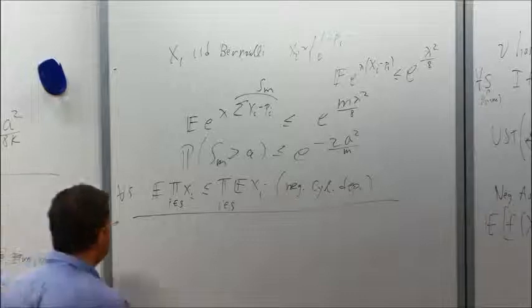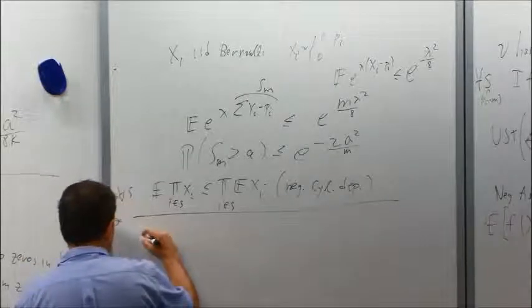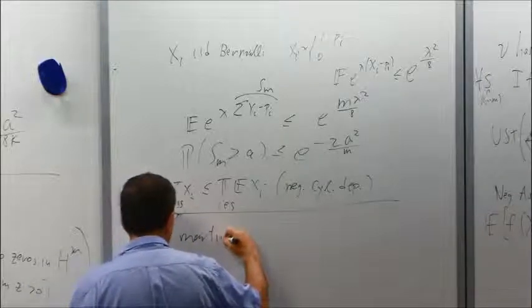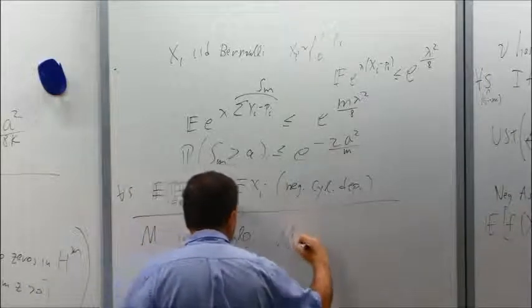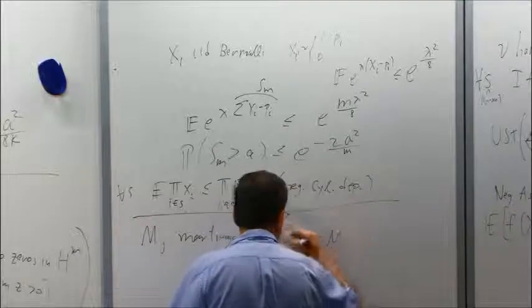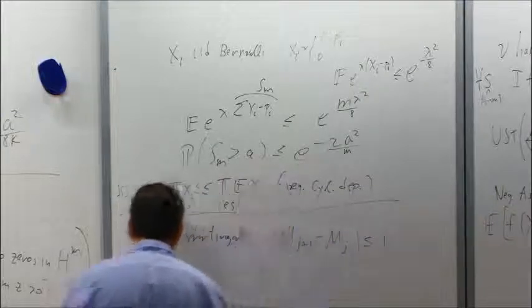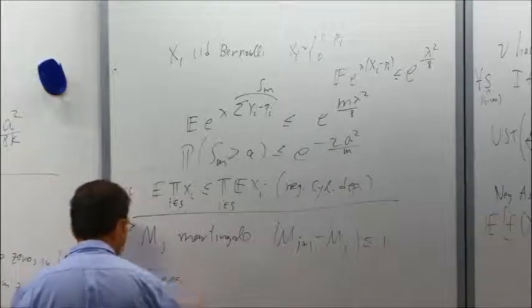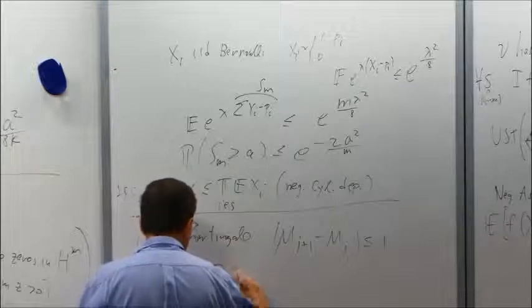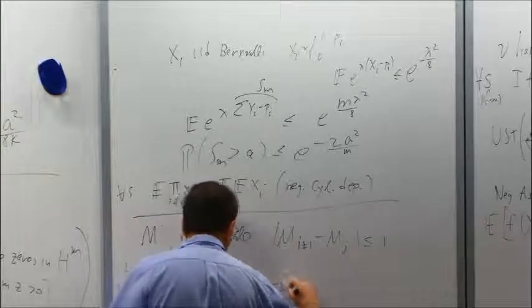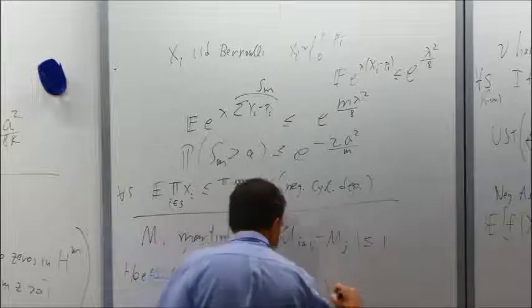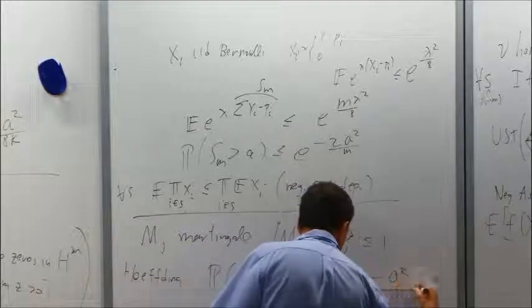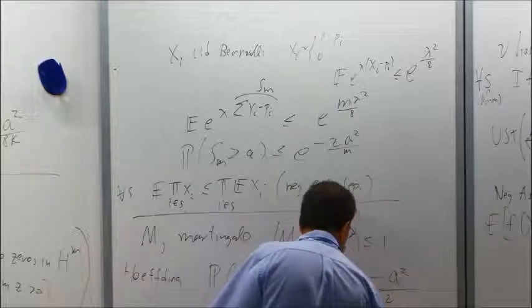So let's recall this. If Mj is a Martingale with bounded gaps, so Mj plus 1 minus Mj is bounded by 1, then Hoeffding-Azuma, really Hoeffding, tells us that the probability that Mk minus M0 is bigger than a is bounded by e to the minus a squared over 2k.